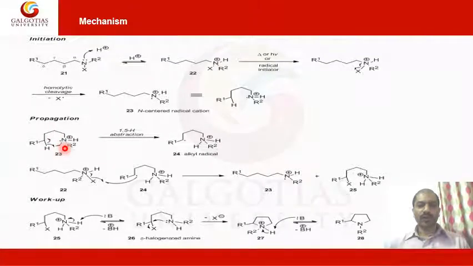After that comes the propagation step, so this is propagated further. A 1,5 hydrogen abstraction takes place here, which makes an alkyl radical. This alkyl radical then reacts with another molecule of this intermediate, forming another positively charged intermediate, and again another compound also.